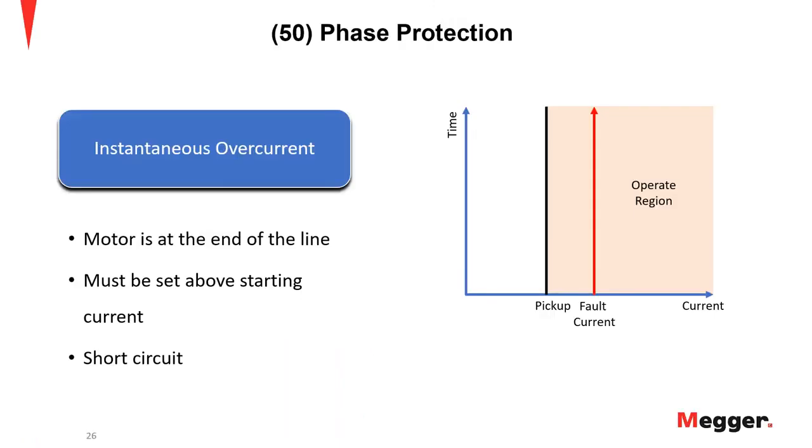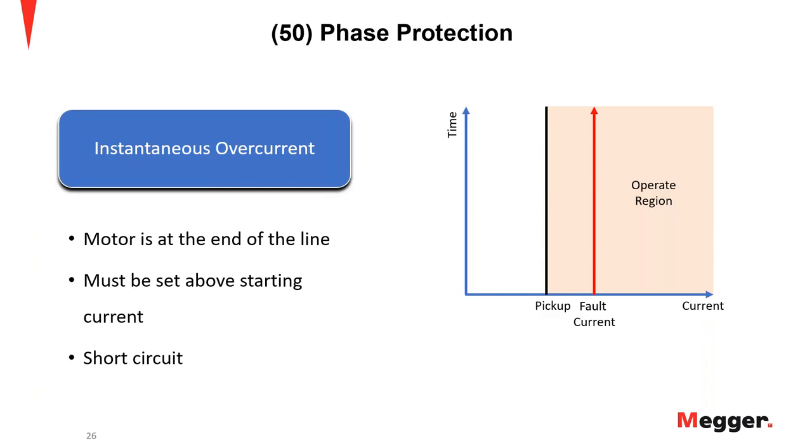Types of protection. We're going to go into our protection types now. So the phase overcurrent protection, this will be the first one that we start with. Most of the time, the motor is at the end of the line, right? So after all the feeders, the motor is the guy on the end of the line.